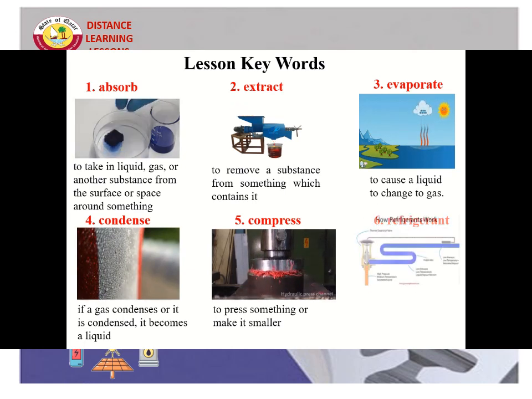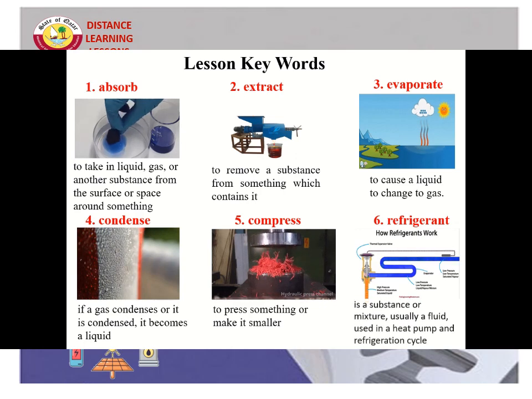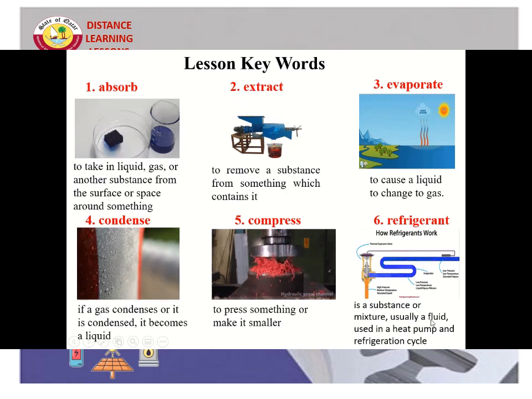And the last one, refrigerant, is a substance or mixture, usually a fluid. A fluid is anything that flows, like gas or liquid, used in a heat pump and refrigeration cycle. It is used to keep things cold. You need to study these words many times so that you can get used to using them.